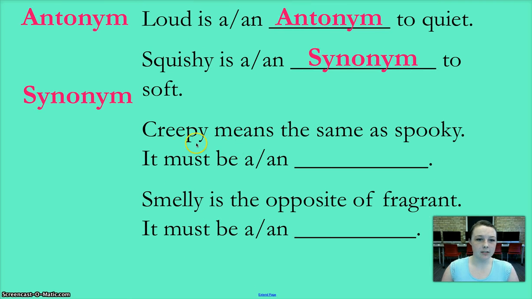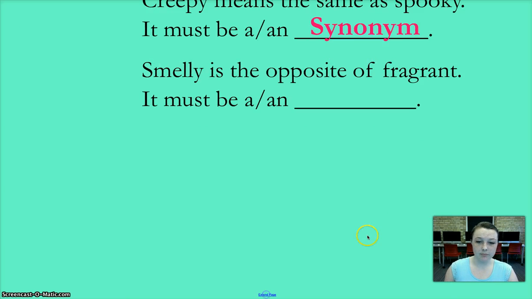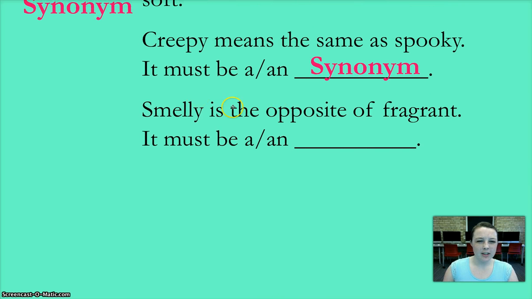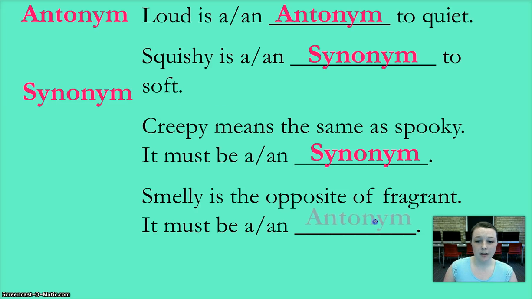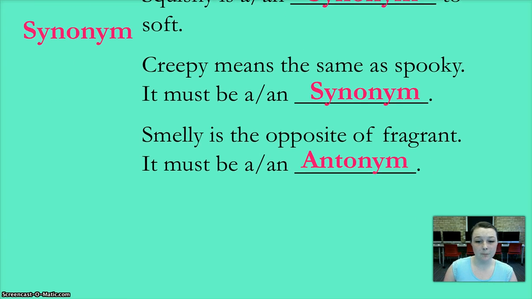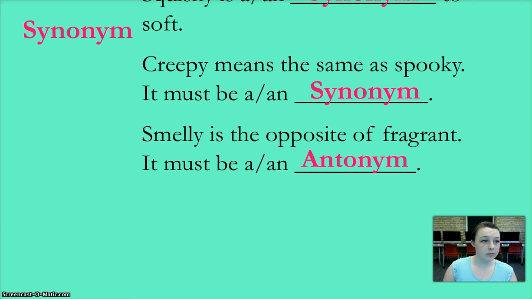Our third sentence says, creepy means the same as spooky. It must be a blank. So my indicator in the sentence is the word same. And synonym reminds me of the word same, so I'm going to say that creepy is a synonym to spooky. Our last sentence says, smelly is the opposite of fragrant. It must be a... If we know that it's the opposite, I associate opposite with antonym. So I'm going to say that smelly is the opposite of fragrant, because fragrant is something that smells pretty nice. So there we go, we matched all those together.